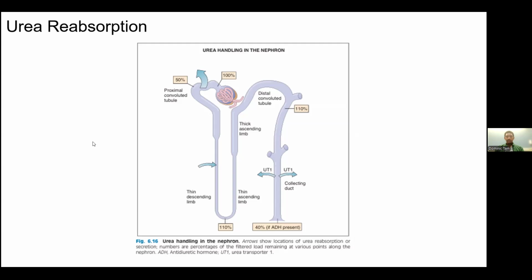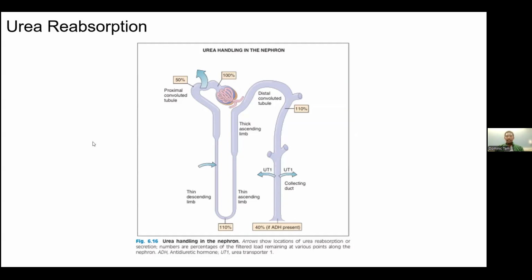remains in the lumen. In the thin descending limb, urea is secreted. There's a high concentration of urea in the interstitial fluid of the medulla. The thin descending limb of Henle's loop passes through the inner medulla, and urea diffuses from the higher concentration in the interstitial fluid into the lumen of the nephron. More urea is then secreted into the thin descending limb than was reabsorbed in the proximal tubule, and thus at the bend of the loop of Henle, 110% of the filtered load of urea is now present.